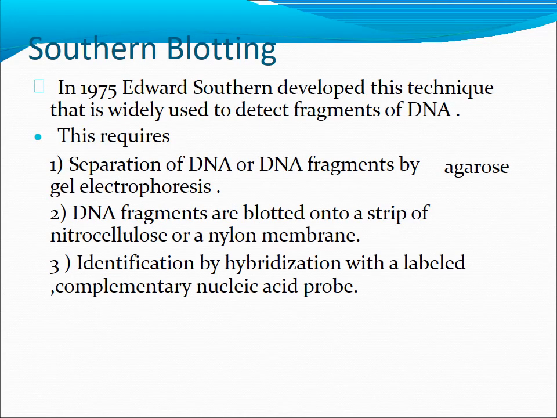Now, Southern blotting. In 1975, Edward Southern developed this technique to detect fragments of DNA. This requires separation of DNA or DNA fragments by agarose gel electrophoresis, as we discussed in electrophoresis. Now the DNA fragments are blotted onto a strip of nitrocellulose or nylon membrane. Then identification is done by hybridization with a labeled complementary nucleic acid probe.